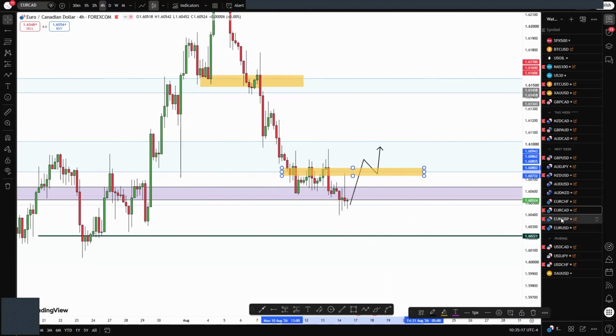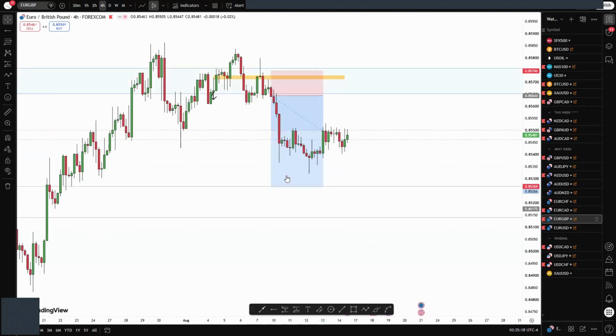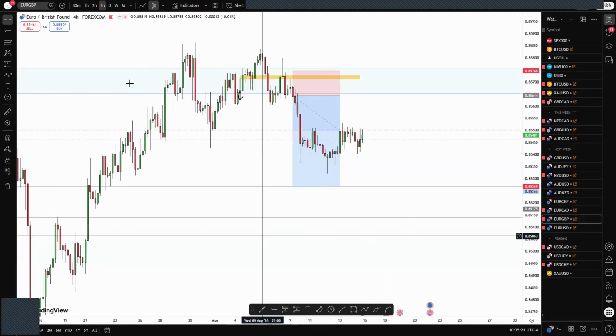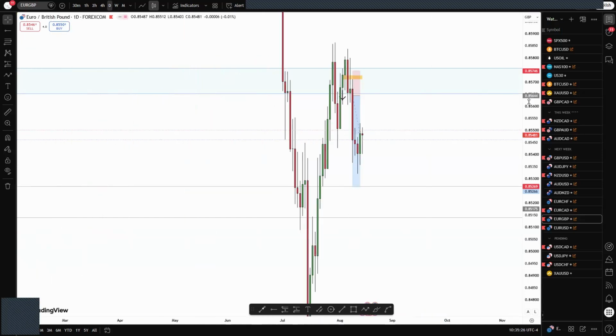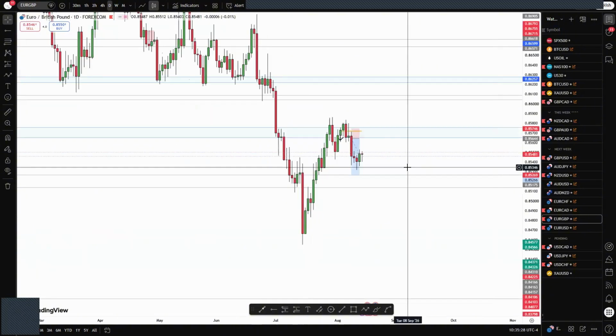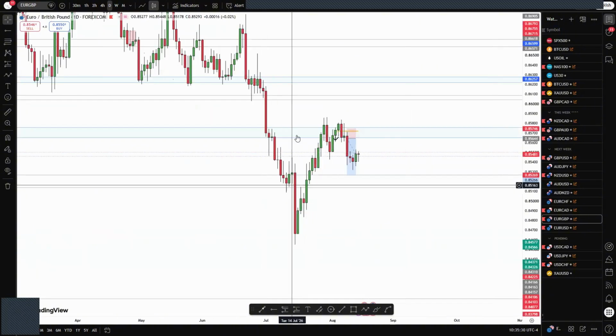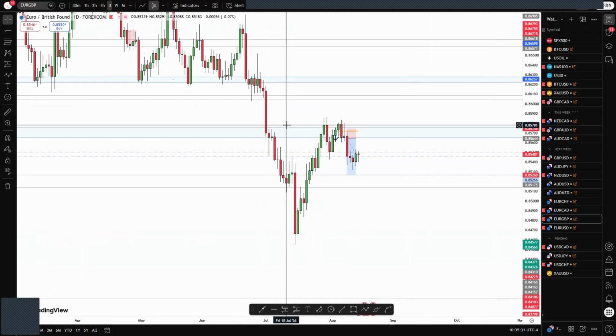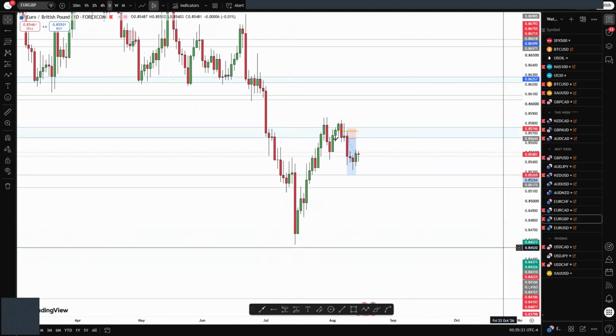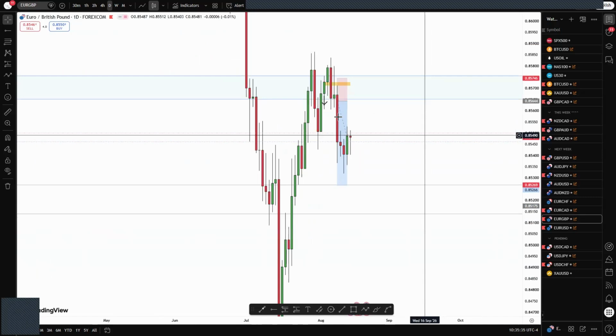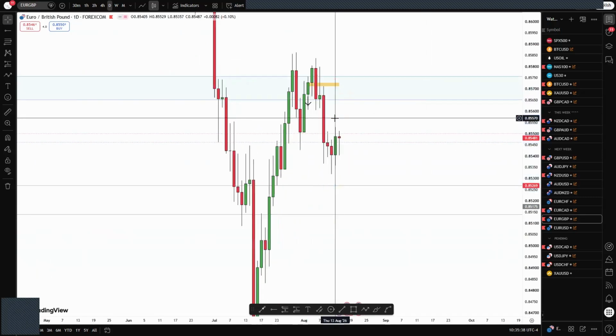Then we have Euro GBP. The daily is bullish though. Oh no, the daily now is bearish. The daily is now bearish. And I didn't take this trade, so I think we can do this.